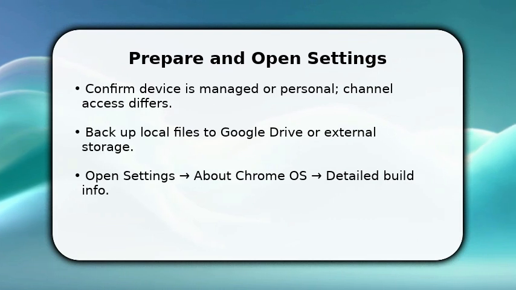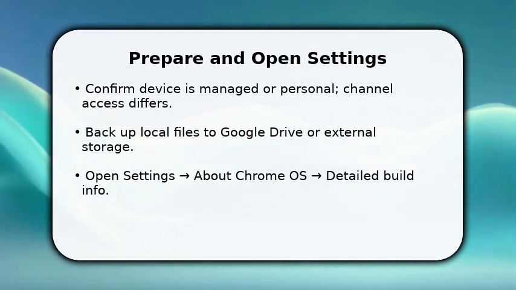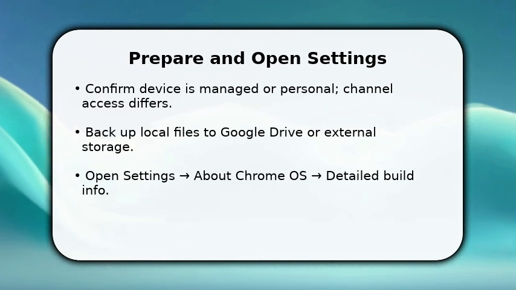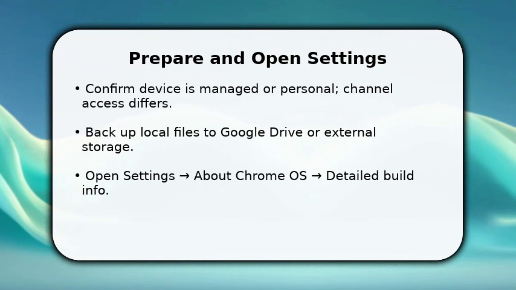Once done, open Settings, scroll to About Chrome OS, and click Detailed Build Info. You need to be on a device where channel switching is permitted. Managed school or work devices may block it. This gets you to the control panel where the channel option appears.